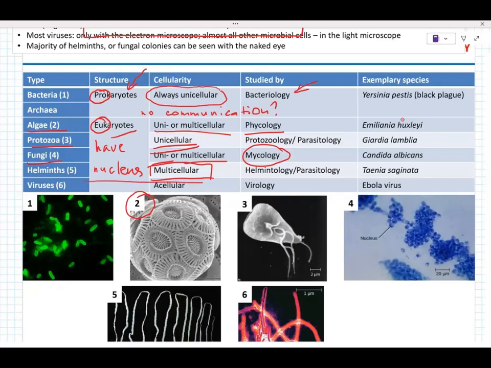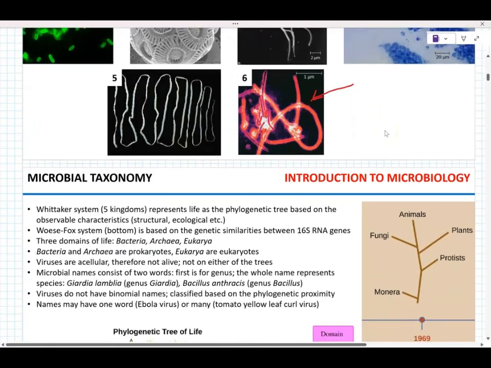Now, what about these guys? What about viruses, right? So if you look at the viruses, like this filovirus, viruses do not have cell structure. They don't have cells, which means you can't really characterize them as being unicellular, or as being pro- or eukaryotic. All good so far? Clear? Now, you don't need to know the examples. It's a rule.